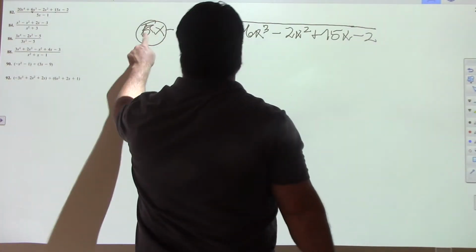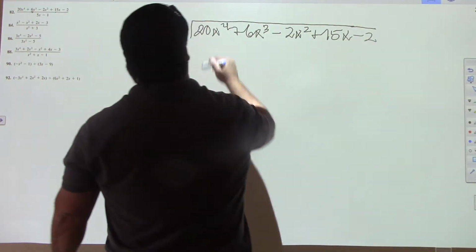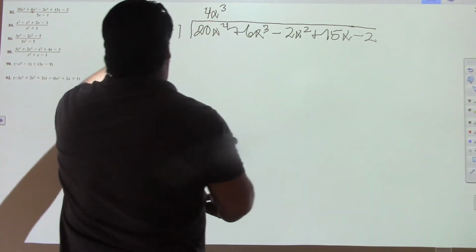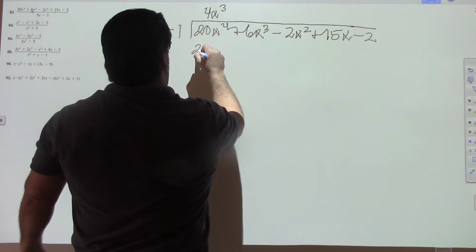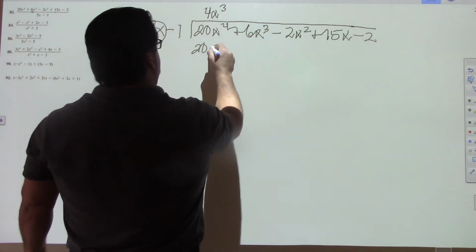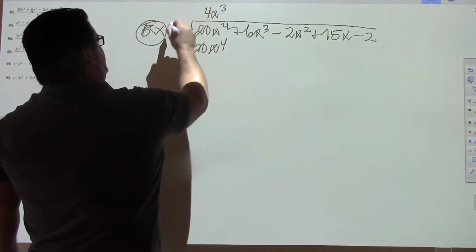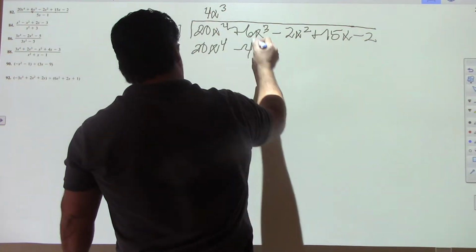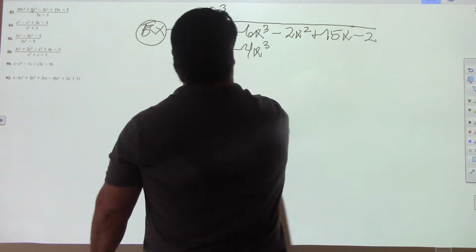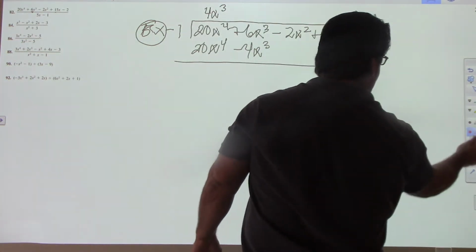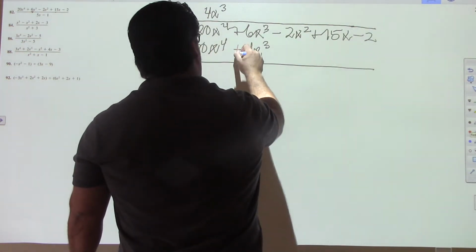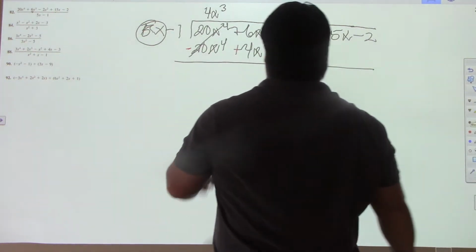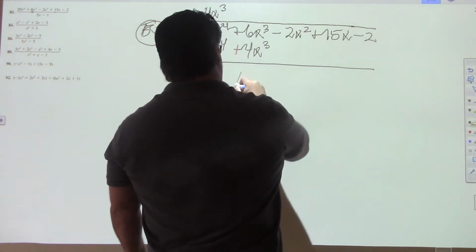How many times will 5x go into 20x to the 4th? 4x to the 3rd. 4 times 5 is 20. X to the 3rd times x is x to the 4th. 4 times negative 1 is negative 4x to the 3rd. You always subtract. That'll make this a minus and this a plus. This goes out. 6 plus 4 is what?